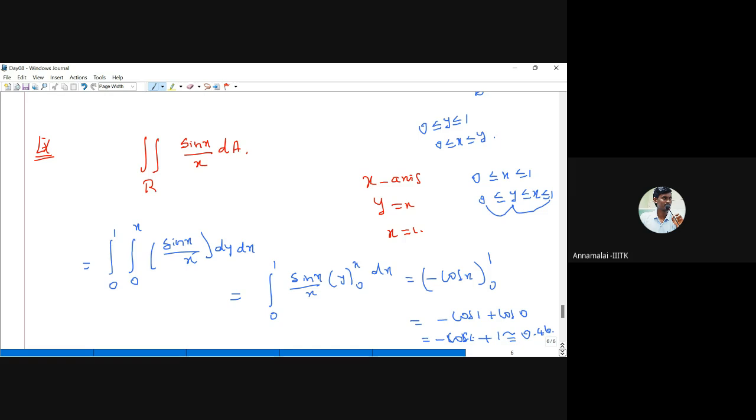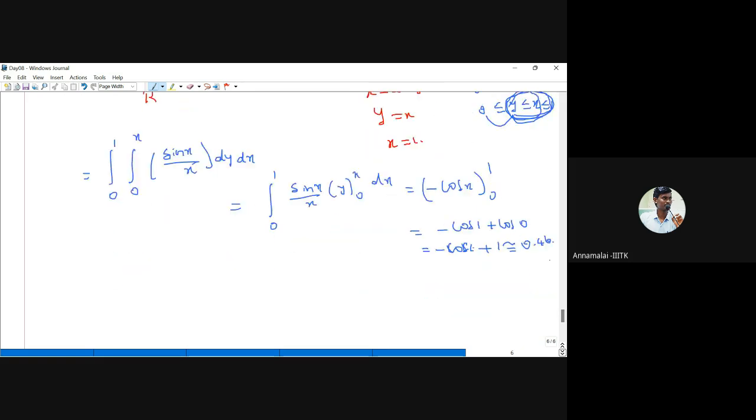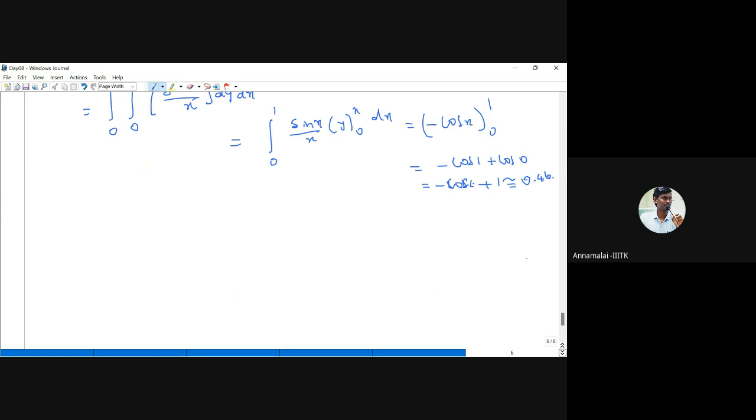Oh, sorry. The minimum value for x is y, right? So x ranges from y to 1. Now look at this one: x is bounded from y to 1. Therefore, now we can reverse the order of integration. So we get the integral from 0 to 1, this is the y limit, and the x limit is y to 1, of sin x by x dx dy.